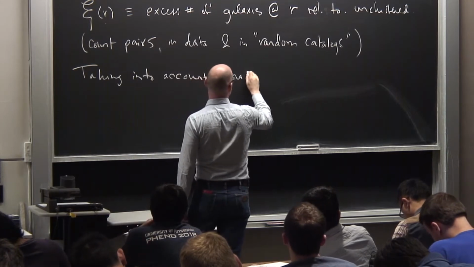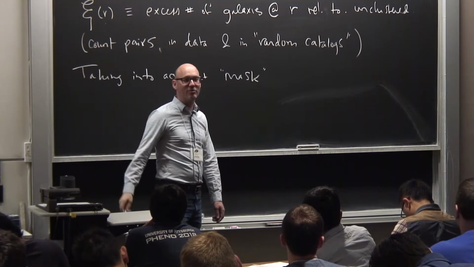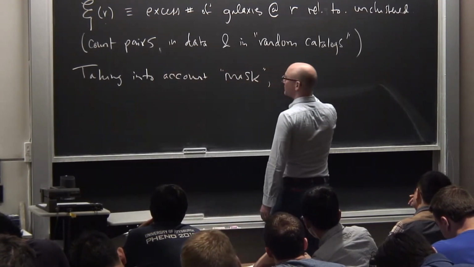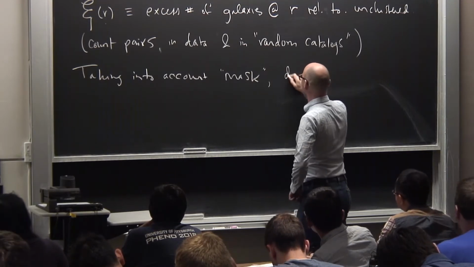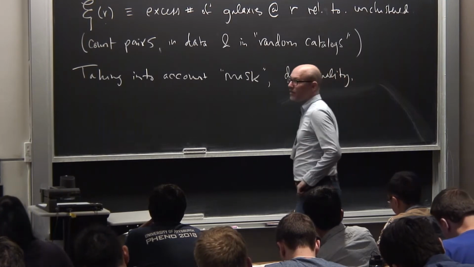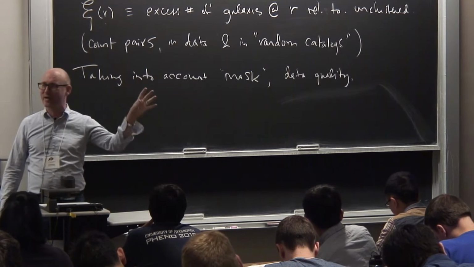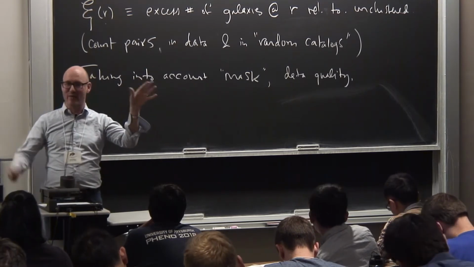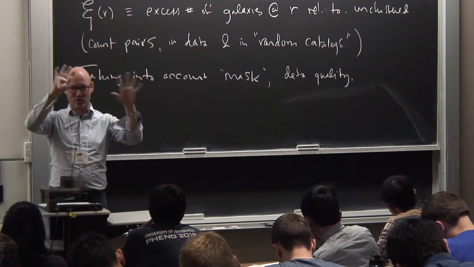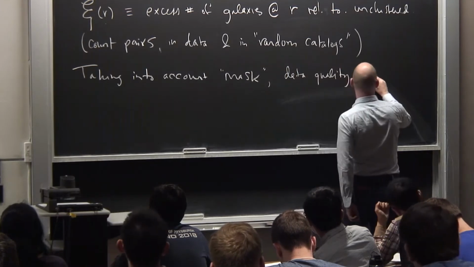the mask, which is like where on the sky you looked, the data quality, meaning there are some patches of the sky where certain kinds of galaxies weren't observable, and there's other patches of sky where they were observable, and we have to keep track of what fraction of the galaxy population was observable in the different parts of the sky. And then there's something called incompleteness.